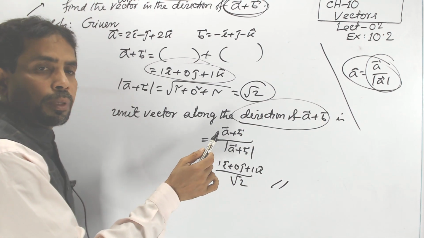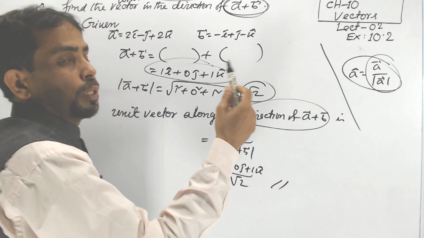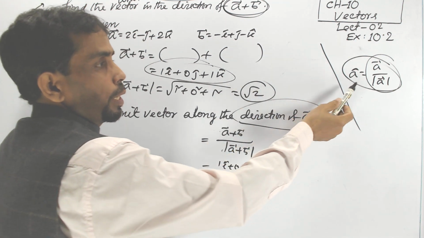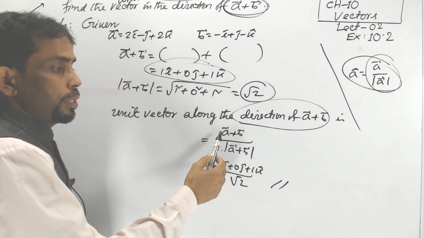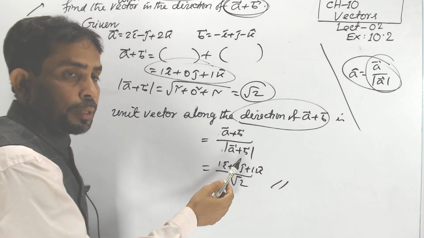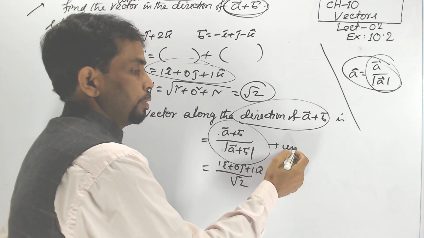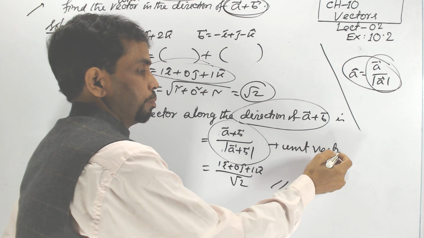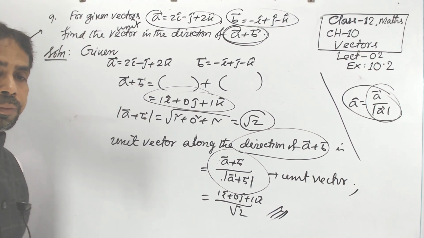Always remember, a unit vector is the vector divided by its magnitude. Maybe it is along A. If it is along A, it is A by magnitude. If it is along B, it is B by magnitude. If it is A plus B, it is A plus B divided by magnitude. So this is how we find the unit vector. And this is the solution for question number 9.